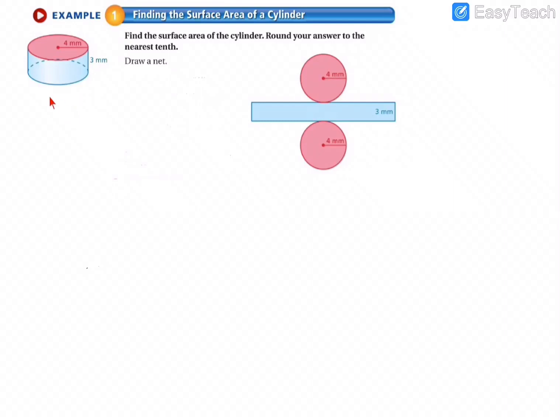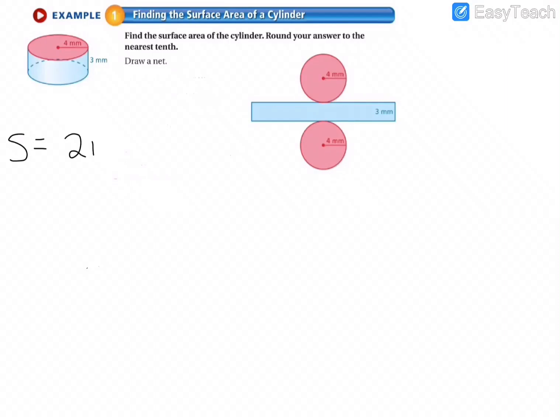Okay, so this is our cylinder. It has a radius of 4 and a height of 3. And over here is the two-dimensional net of that cylinder. Okay, so I'm going to start off by writing the formula. It's good practice to write it out each time you're doing the problem. That way you're getting it into your head. You're going to memorize it faster and better if you're constantly writing it out each time you do a problem.